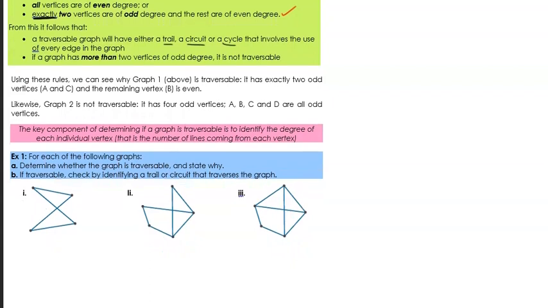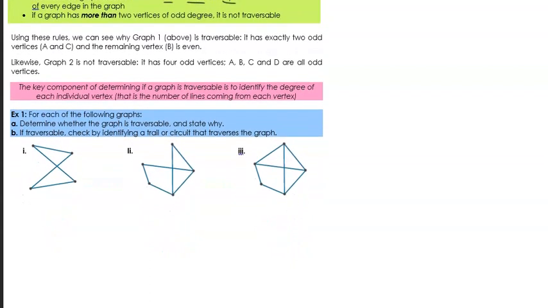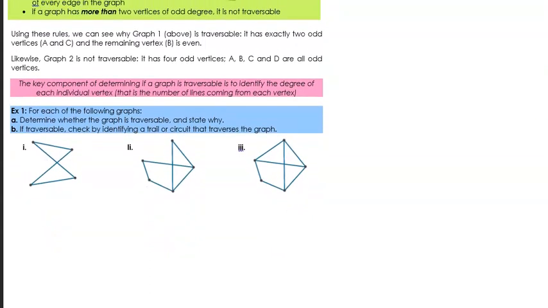So the key component of determining if a graph is traversable is to identify the degree of each individual vertex. That is the number of lines coming to each vertex. I like to think of it as coming to each vertex, not coming from. I know it's the same thing, but I'm consistent in that way because it can get confusing when it comes to loops.